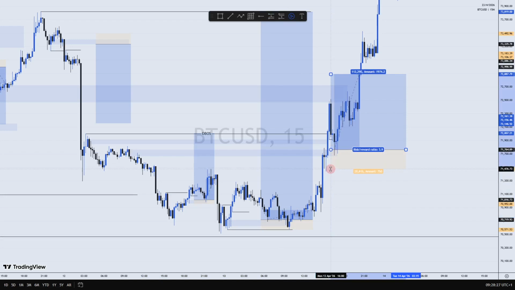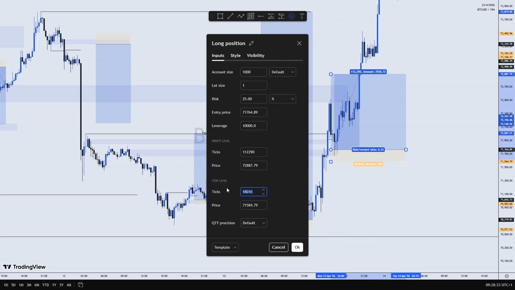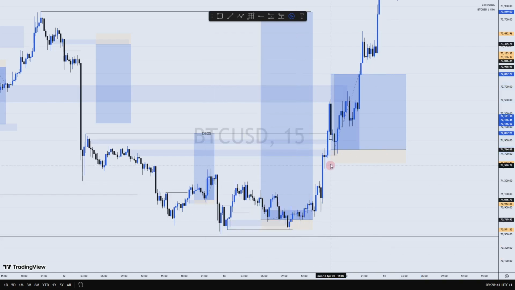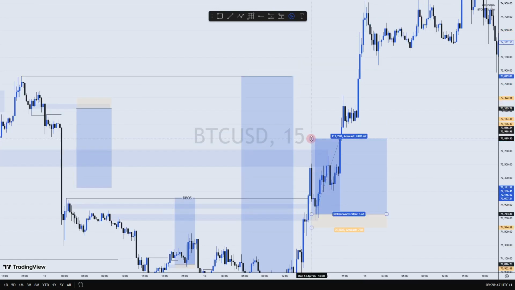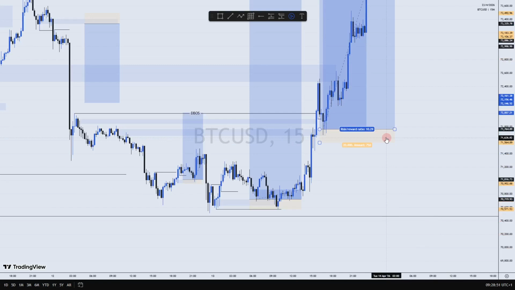I would have put my stop loss probably where the end of this breaker block is. Maybe I would have used 20,000 pips. I've used 22,000. 20,000, sorry. So I've used 20,000 and targeted the same place.